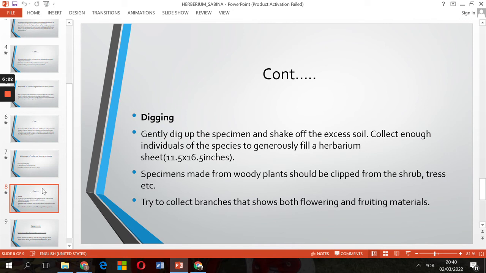Specimens from woody plants should be clipped from the shrub or tree. And as you collect the plant, try to collect branches that show both flowering and fruiting materials.